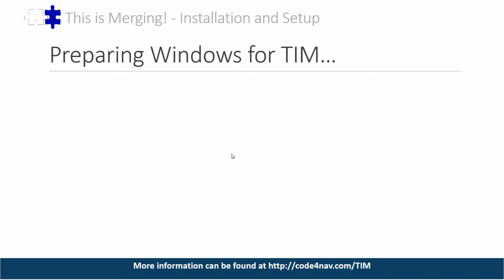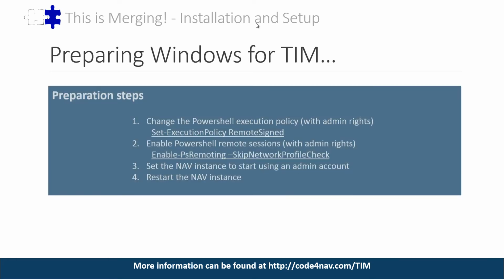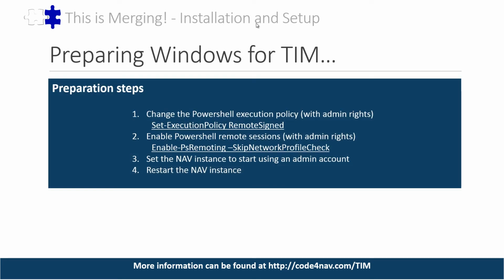This part of the process will mostly allow TIM to use the PowerShell commandlets. To do this, we first must open a PowerShell command prompt and make sure it is run as an administrator. Now all we have to do is run both of the commands we see on point 1 and point 2 of the slide. Also, we will need to change the service account that starts the instance of NAV and make sure that we use a user that is an administrator on the machine. And after all of that, we will need to just restart the instance.